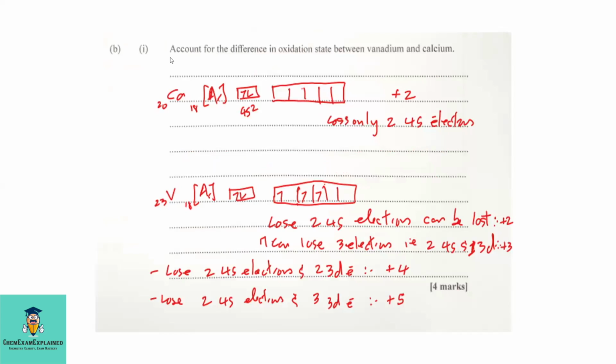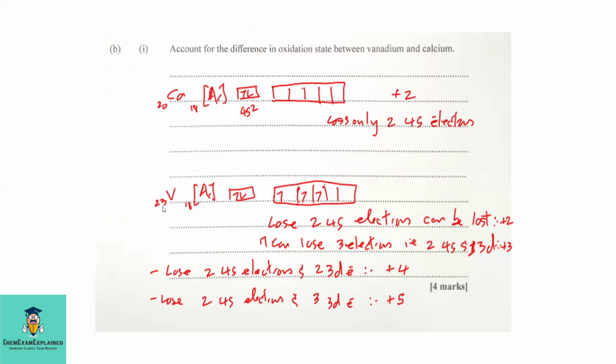Part B1. Account for the difference in oxidation state between vanadium and calcium. So if you look at calcium, let's look at calcium first. We will write the configuration for Ar 18 plus 4s2, which you saw earlier. Therefore, we'll only lose 2 electrons from the 4s electrons, giving it a +2 oxidation state. Note the d orbitals are empty.